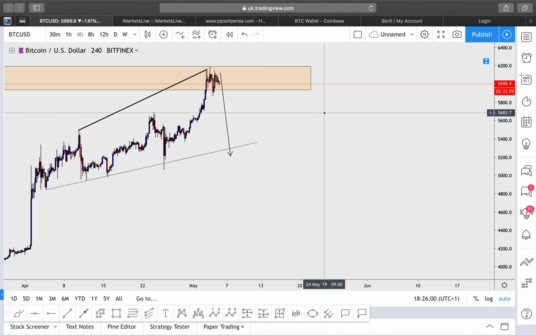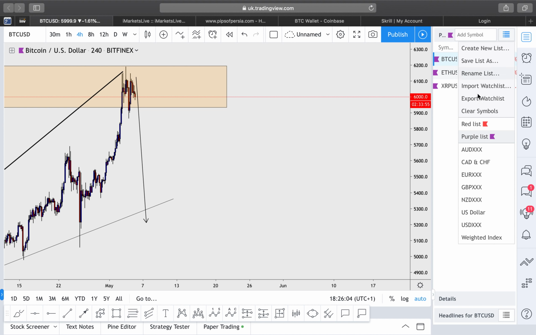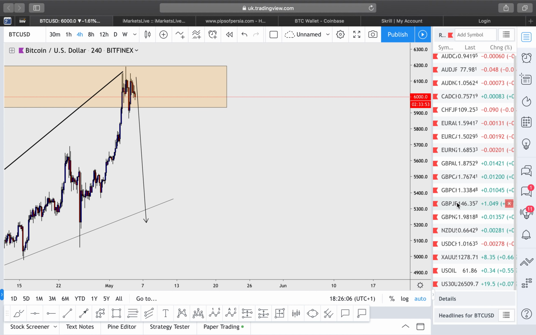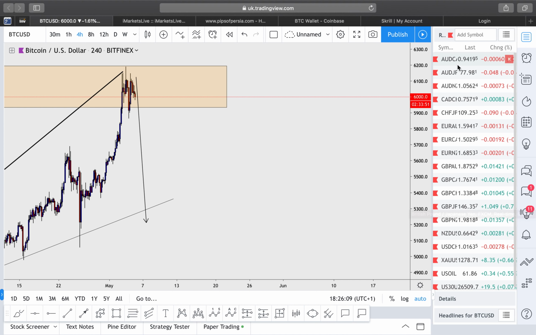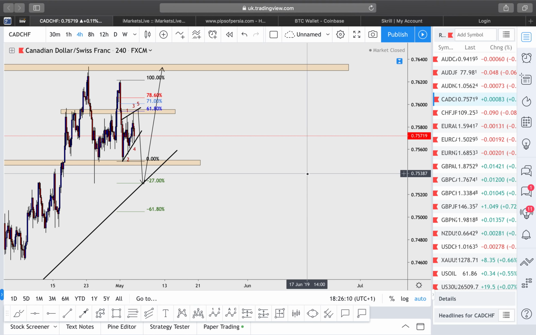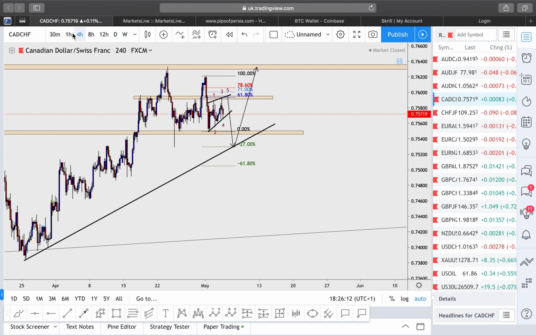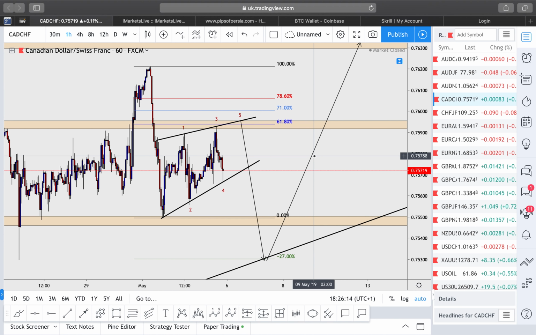Now, these are all of the pairs that I will most likely be focusing on for this week. Goes without saying, if your analysis disagrees with my analysis in any way, please stick to your own analysis. There's no need to think my analysis in any way is better than yours. If your analysis disagrees with mine, please stick to it.